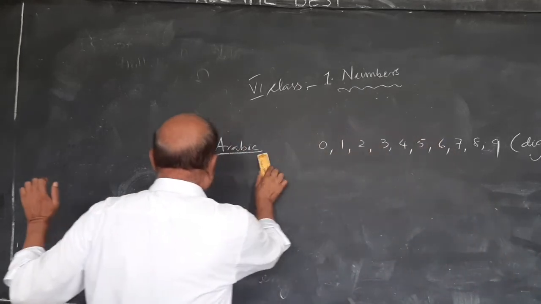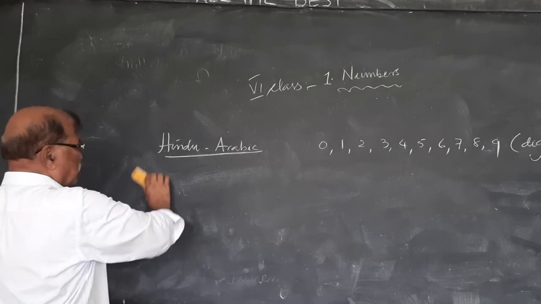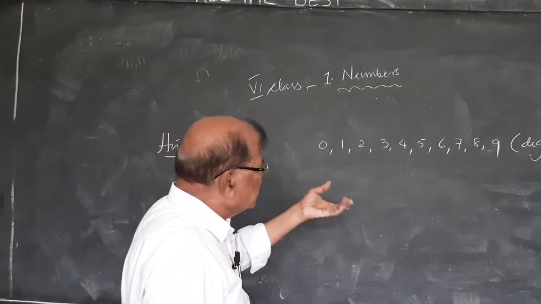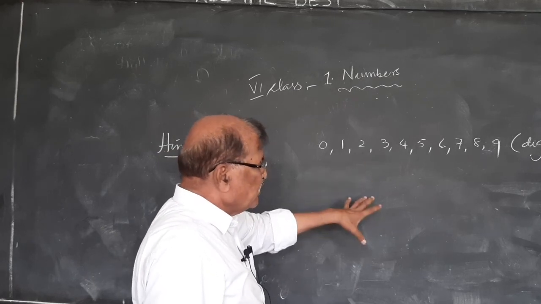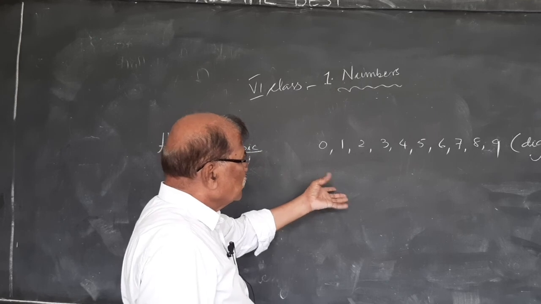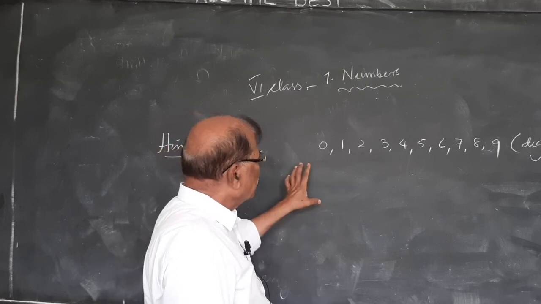Now please practice yourself. Take the notebook and practice yourself. Write a number of your own and express it in terms of powers of 10, the value of the number. Then you will understand how to write a number.